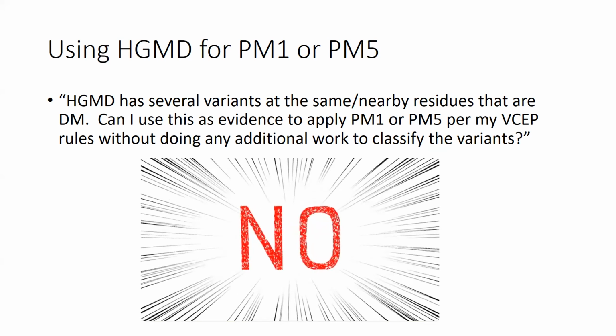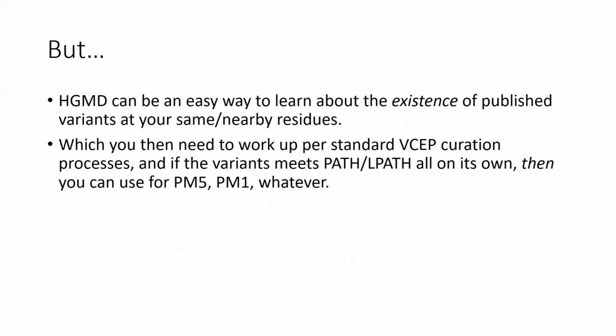No, the answer is no, don't do this. HGMD is a great resource to learn about the existence of those published variants at the same or nearby residues, but you still need to work them up per your standard VSEP curation processes. And then if those variants meet pathogenic or likely pathogenic all on their own, then you can use them for PM5, PM1, whatever code you are interested in.